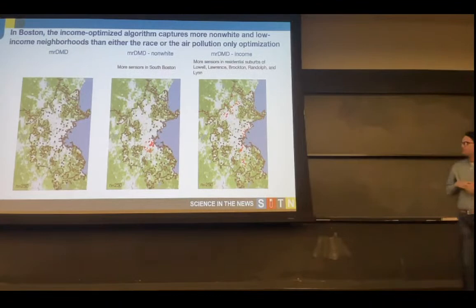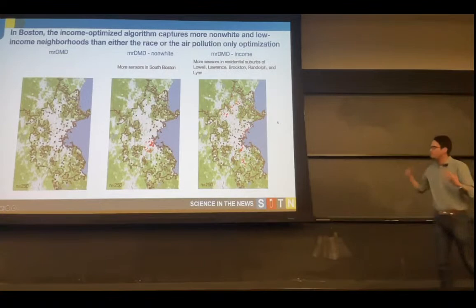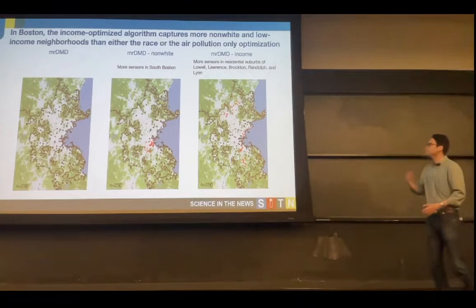So on the left are the results for the Boston area. You see sensors are placed throughout. When we use a race-optimized placement using census data, we find that a huge number of sensors are placed in South Boston. This makes sense. This is where a large number of non-white people live, both African American and Hispanic populations. But what we find is that it actually takes away sensors from the other non-white cities. Whereas the income-based optimization here adds sensors throughout. Sorry, it's in red and might be a little hard to see, but this income-based one adds sensors to Lowell, Lawrence, Brockton, Lynn, etc., all these cities that are fairly non-white.